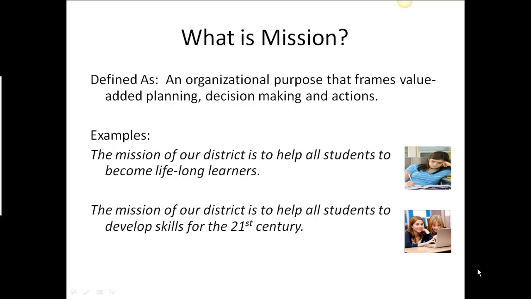Another example of a mission statement, fairly typical, you see this in a lot of districts and schools around the world, is for the district or the school to help your students to develop skills for the 21st century. So again, as an instructional leader, you're making decisions, forming intention, planning, taking action. You want to weigh those instructional decisions against the mission. Does this really foster the development of 21st century skills, for instance?